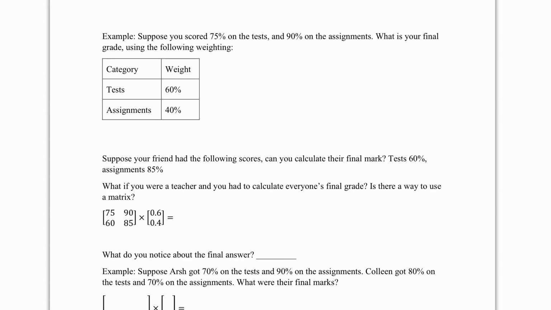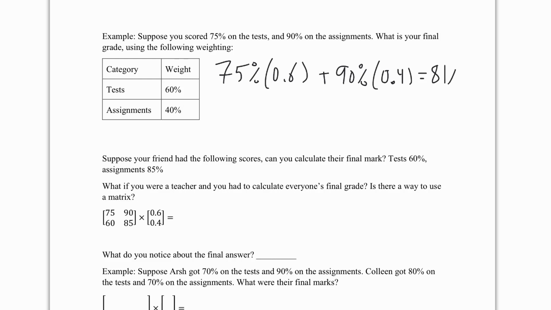It's a little tricky, but what we do is we take the 75% that you scored on the tests and we multiply it by 0.6 because that's how much the tests are worth. Plus, we do 90% that you got on the assignments times 0.4 because that's how much the assignments are worth. And you can use a calculator for this. You'll get 81%. So there's your final mark, 81%.